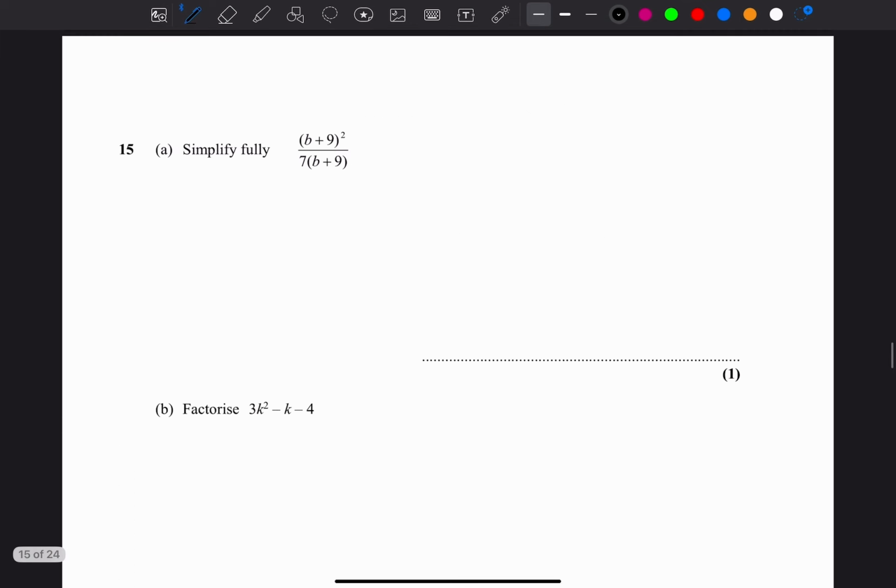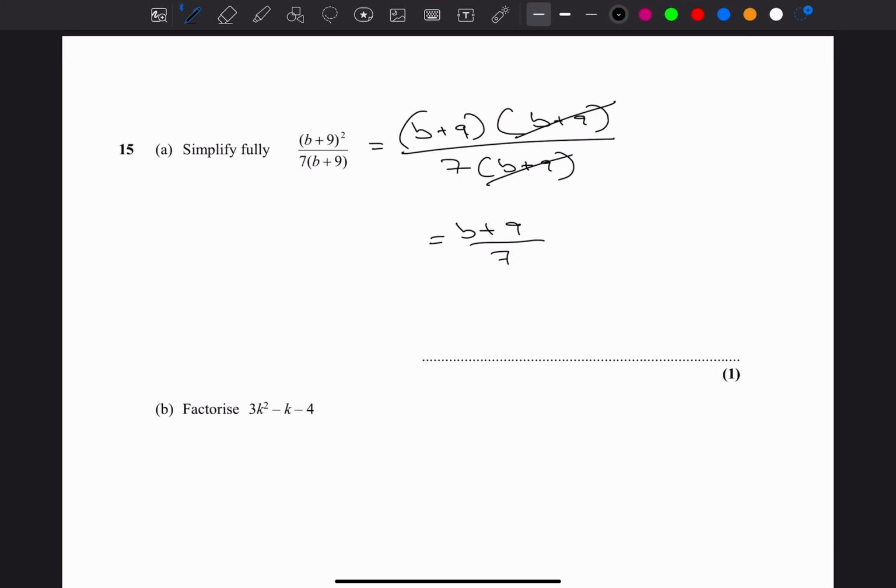Next one. That's easy. It's only a 2 mark question, so don't expand it. (k plus 1)(3k minus 4) over 7... k plus 9 over 7, and then the k plus 9 will cancel. What do you get then? k plus 9 over 7.